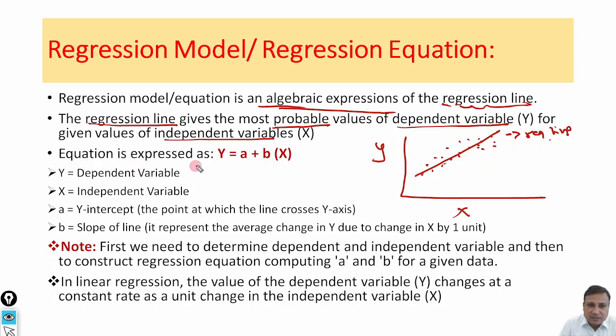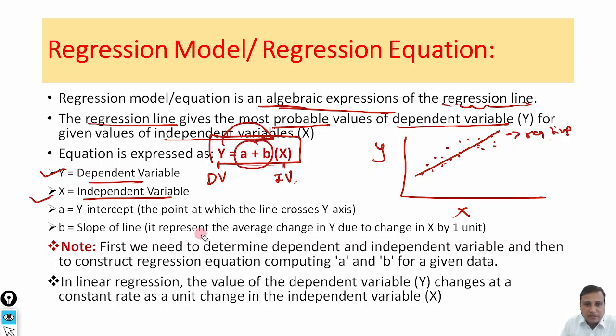So the equation is expressed as y is equal to a plus bx, where y is a dependent variable, x is an independent variable, that we already know. So on the left hand side there is a dependent variable, it depends on the right side, and x is an independent variable. A and b are very important. What is a? A is the y intercept, the point at which the line crosses the y axis. If I just stretch this line here, then at this point, when my x is 0, how much would y be? Actually there are different dimensions to this value.